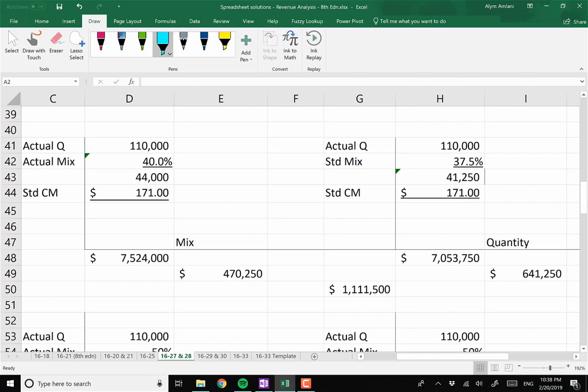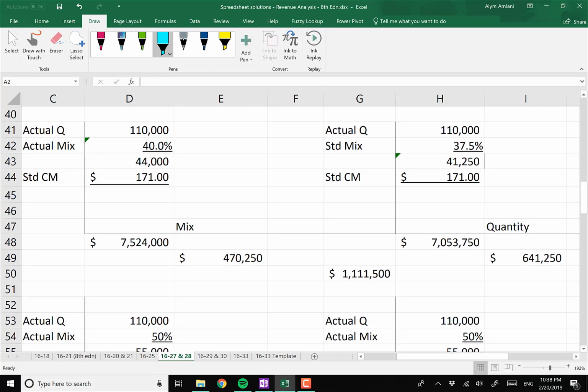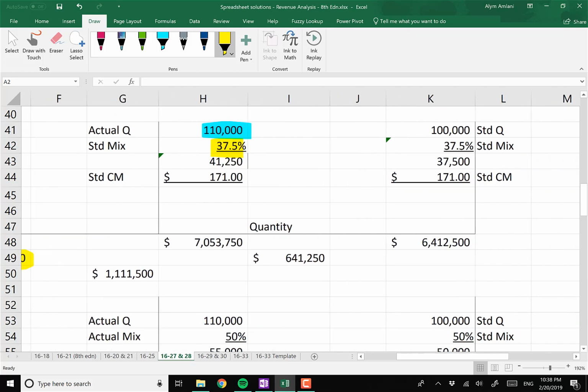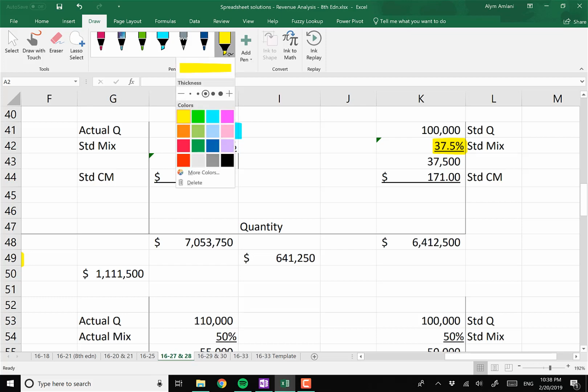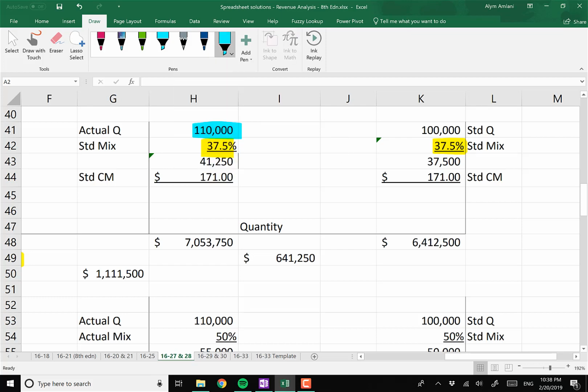So let's drill down. The mix variance, again, holding actual quantity constant, we're not going to vary it, and by varying the mix from 40% to 37.5%, we get a mix variance of $470,000. On this side, holding the mix constant, but by varying quantity from 110 to 100, all at standard contribution, here we get a quantity variance of $641,000.